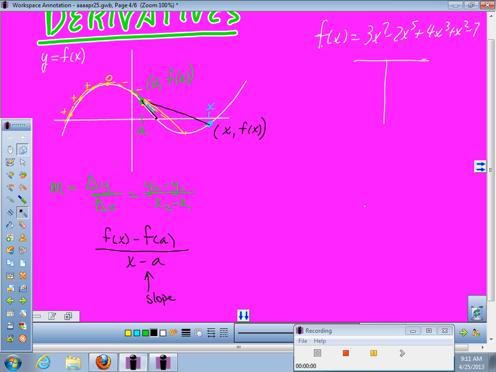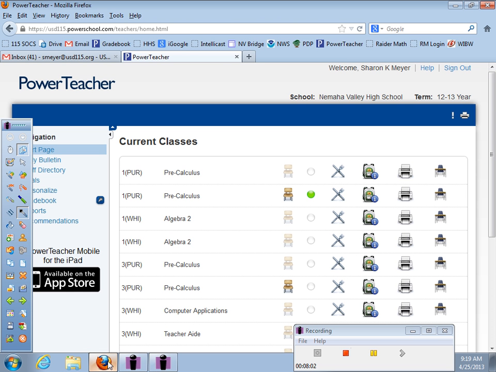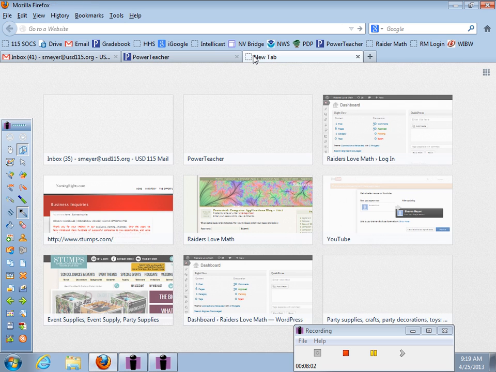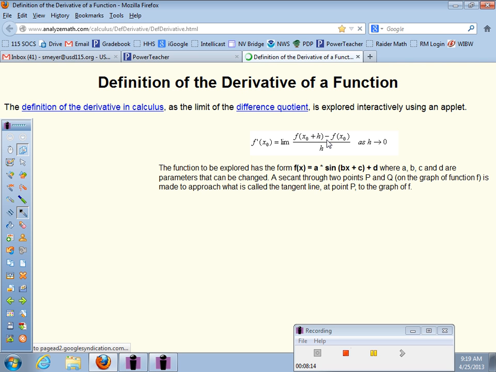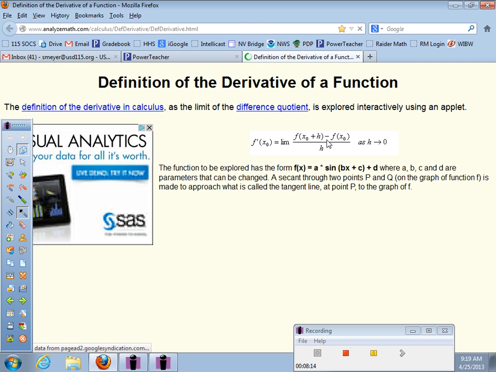Let me pull up a second. I should have in my calculus, definition of derivative, one that can draw this better than I can. Just give me the applet. Uh-oh. I think it just asked me if I wanted to load that applet. Hang on a sec.